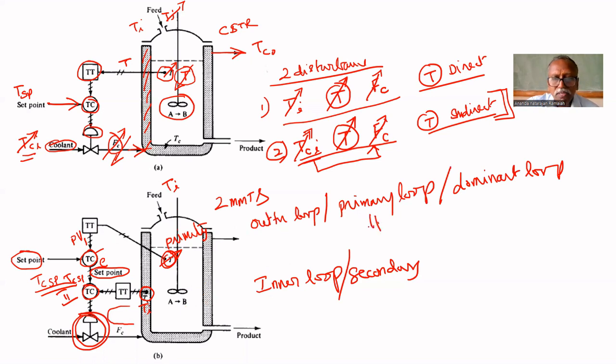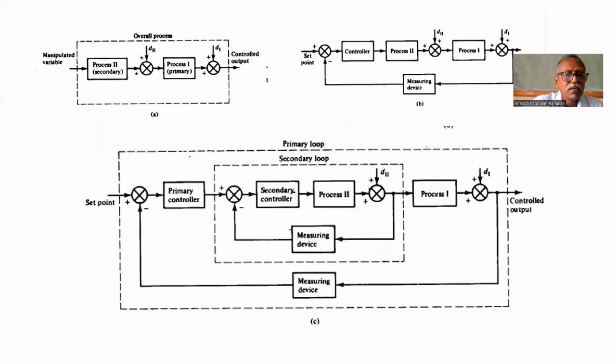The primary loop gives set point to the secondary loop. Actually, the secondary loop only manipulates the manipulated variable. The first loop only gives set point. That we will see in the block diagram. Here, process 2 is the flow, the coolant flow control loop. Process 1 is the exothermic process. T is the primary variable.